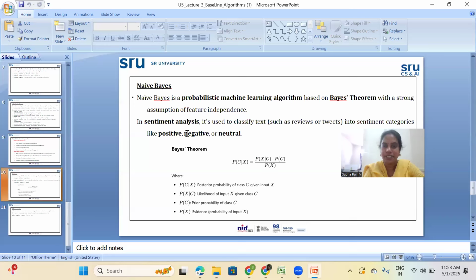So here, Bayes' theorem shows this formula: P(C|X) = P(X|C) · P(C) / P(X). P(C|X) is the posterior probability of class C given input X. P(X|C) is the likelihood of input X given class C. P(C) is the prior probability of class C. P(X) is the evidence probability of input X. So this is Bayes' theorem, and Naive Bayes depends on it, and it is a probabilistic machine learning algorithm based on Bayes' theorem.